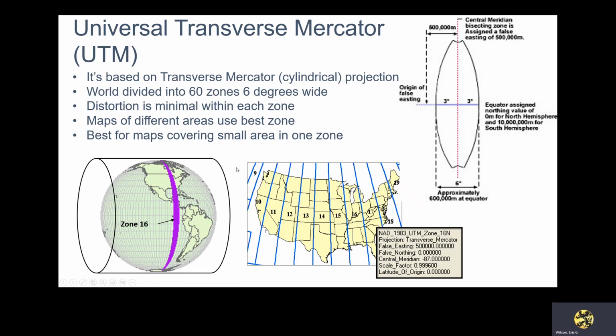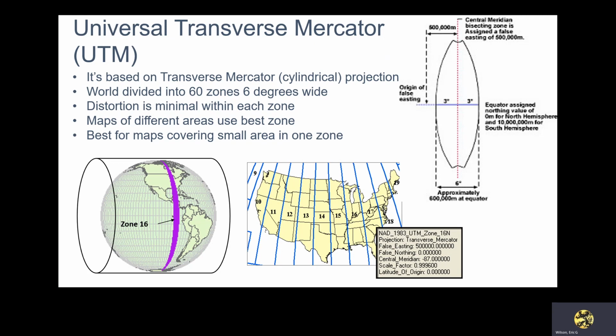Like I was saying earlier, the UTM projection, Universal Transverse Mercator, is based on the transverse Mercator cylindrical projection. You can see down here on the left side that the cylinder is actually turned on its side and the center of the cylinder touches lines of longitude as opposed to lines of latitude. The world is divided into 60 zones, and distortion is minimal within each zone. That's why you see longer states or big states tend to use UTM to divide the state up.